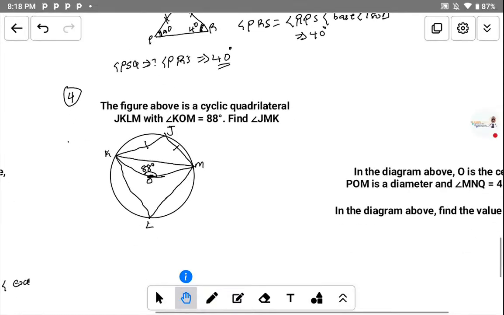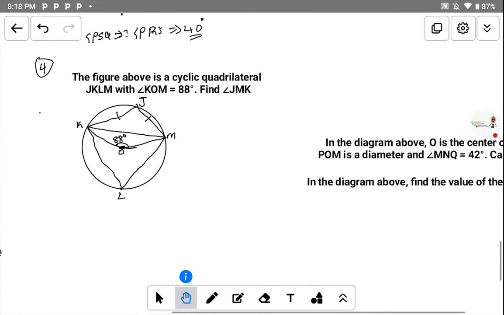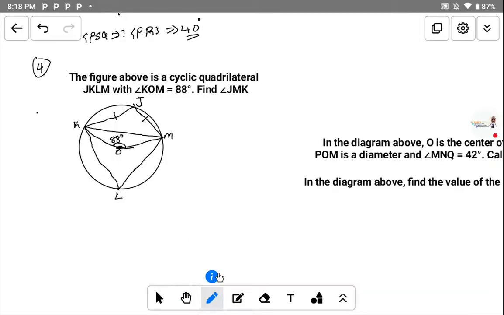Let me try to create more space. We study this question very well. See that the figure above, I draw it below here. The figure above is a cyclic quadrilateral JKLM with angle KOM. This angle KOM is equal to 88 degrees. We're talking about this angle O here.